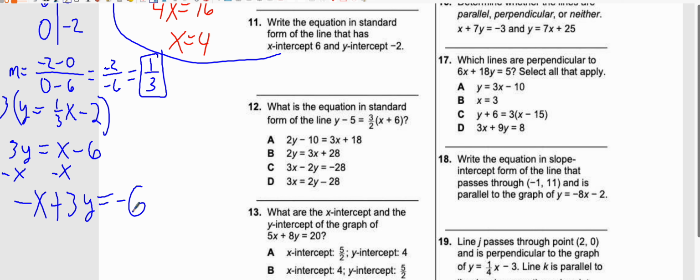I don't understand. All right, bell's about to ring, we don't have time to finish, so we'll wrap up tomorrow.